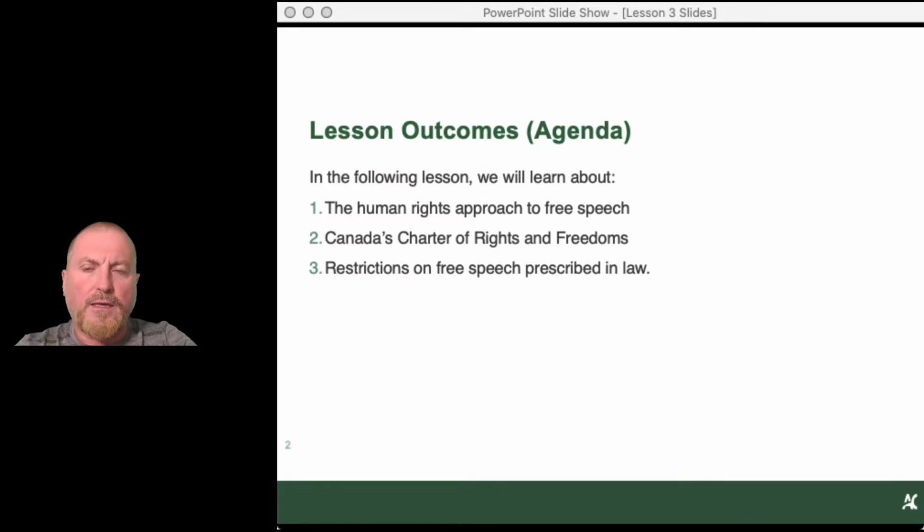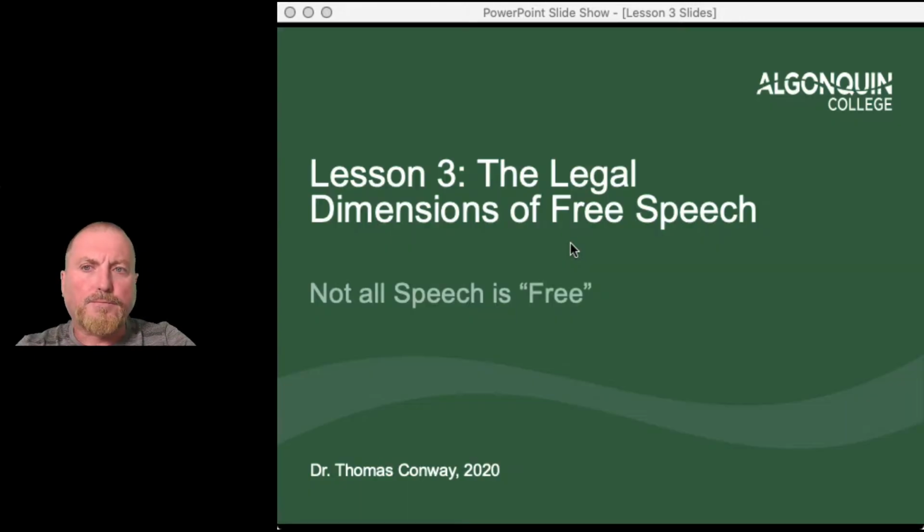And you'll notice that the presentation, or the lesson plan, is very clear that not all speech is free, and the reason that I have that subtitle in there is to get across the point that while we have free speech protections in our liberal democracy, we also have obligations to control certain kinds of speech, and those obligations are set out in law.